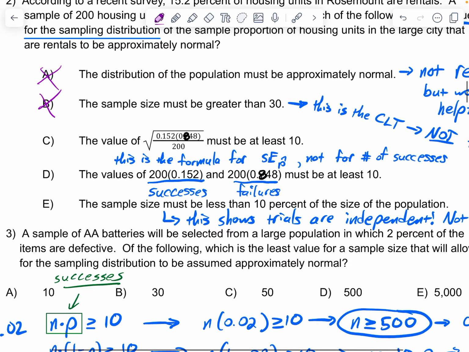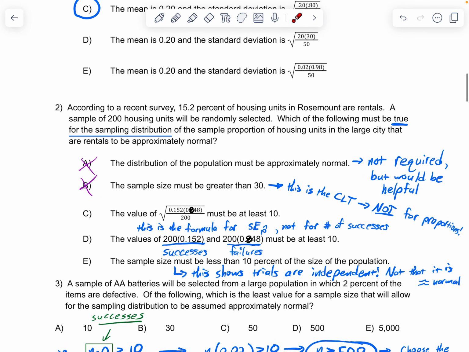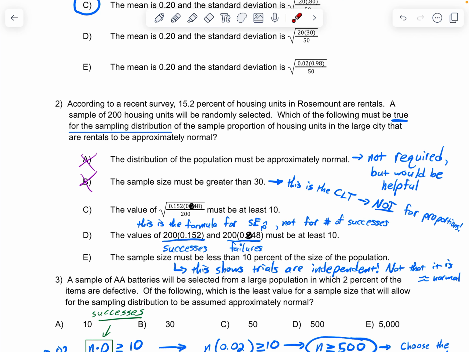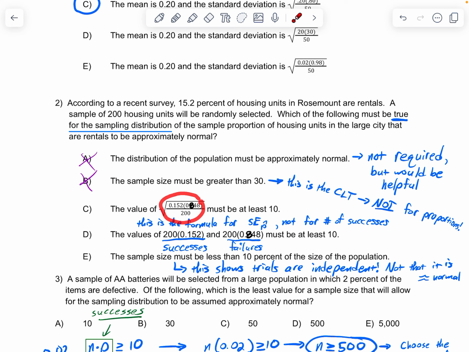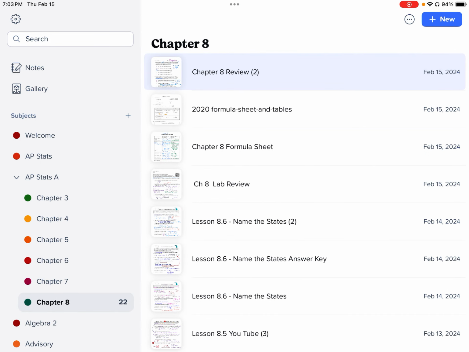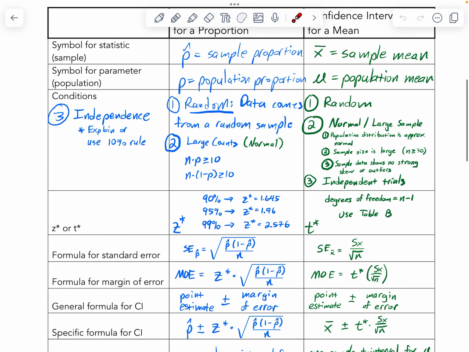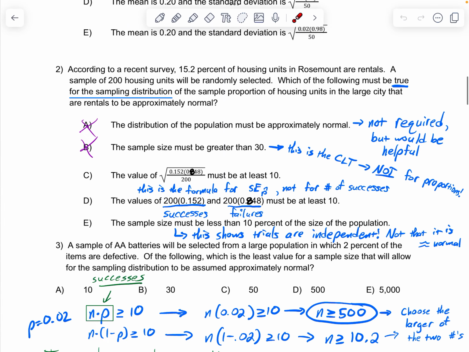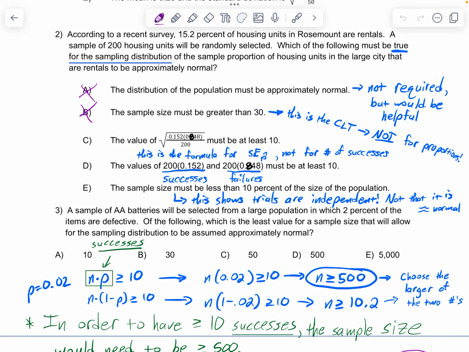Letter C, this formula that they have here, this is the formula from up here that we just did right here. And it says this is the standard error formula. Does the standard error or the standard deviation have to be at least 10? No. They're crossing their wires here. If you looked at your cheat sheet, large counts have to be at least 10, not this, okay? You have to have 10 successes and 10 failures. So they're kind of mixing two things there and trying to trick you. So it's not that one.